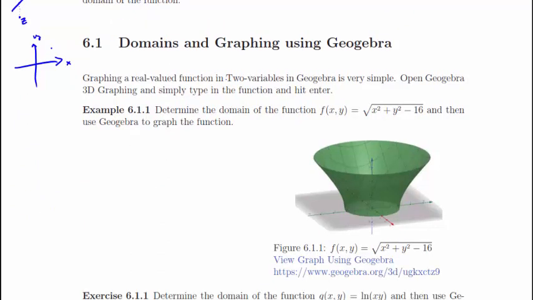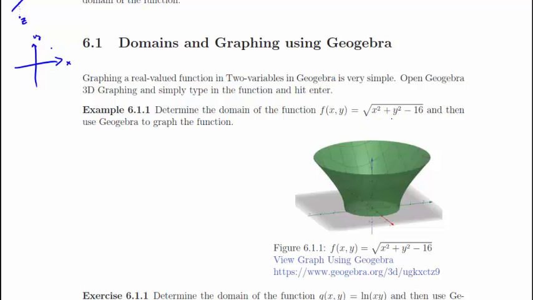Graphing a real value function in two variables in GeoGebra is very simple. Open GeoGebra 3D graphing and simply type in the function and hit enter. So we're going to do that for this example after we find the domain of the function. So determine the domain of the function f of x comma y equals the square root of x squared plus y squared minus 16, and then use GeoGebra to graph the function.